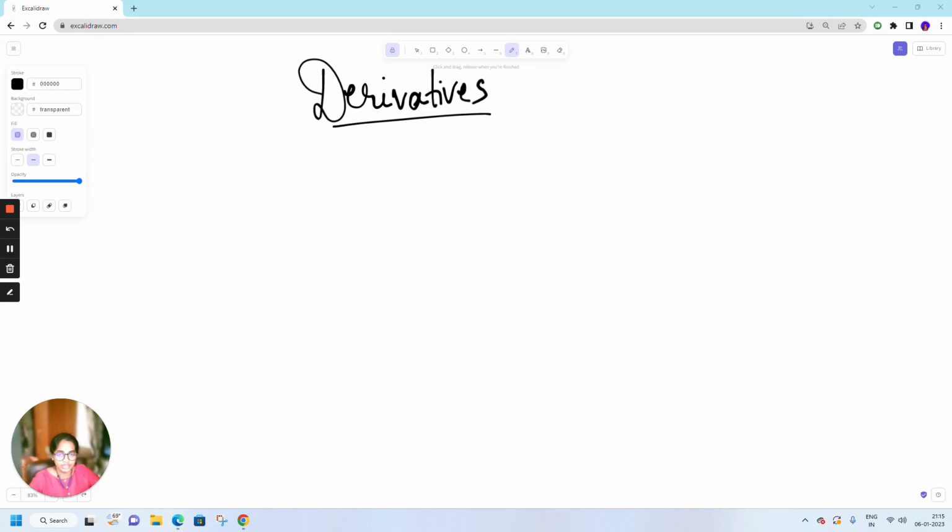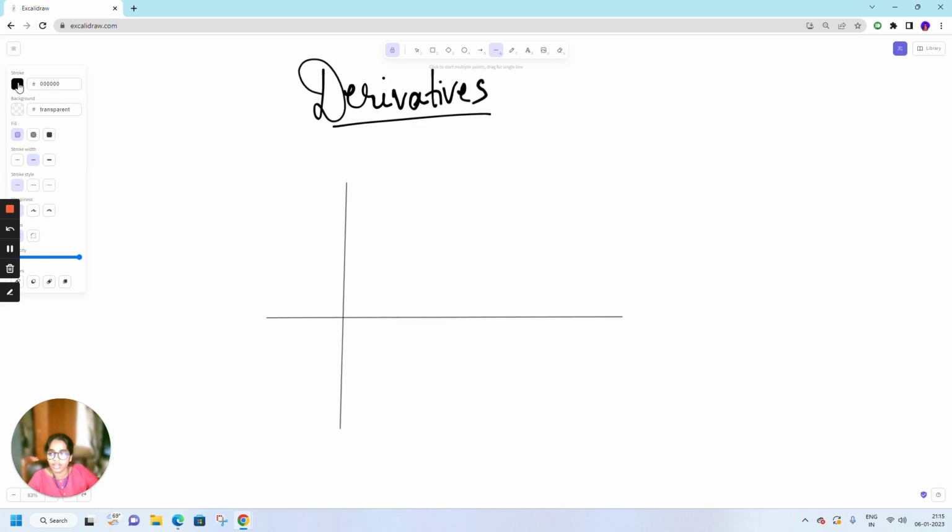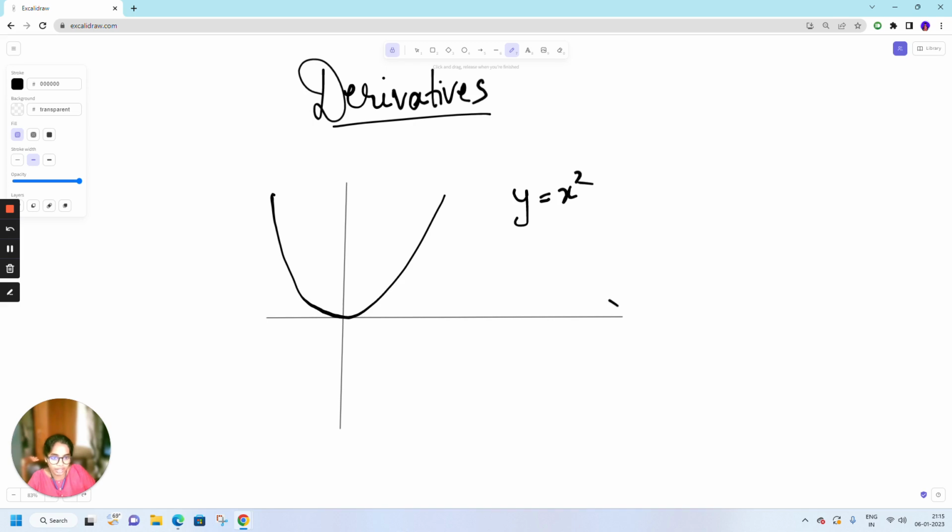In the previous lectures on limits and continuity, we studied something about a curve. So this is the x-axis and y-axis, and let me take a curve. This is a parabola, right? If it goes something like this, it is a parabola. That is y is equal to x square.